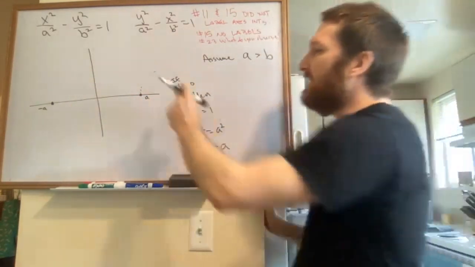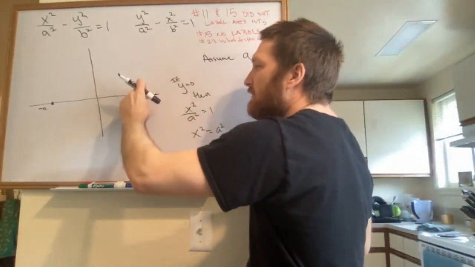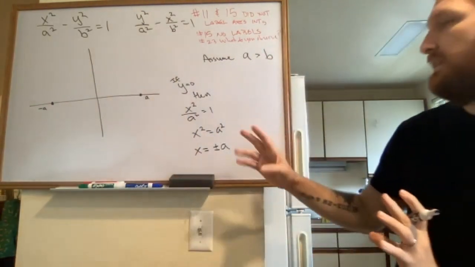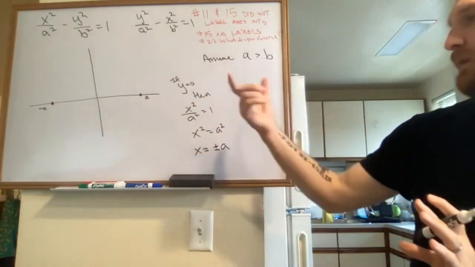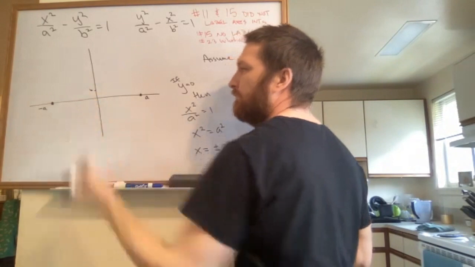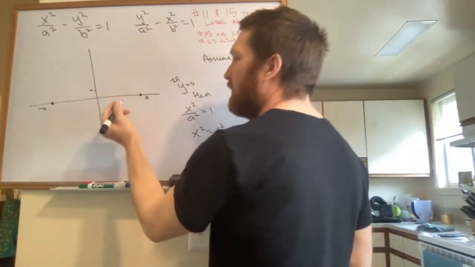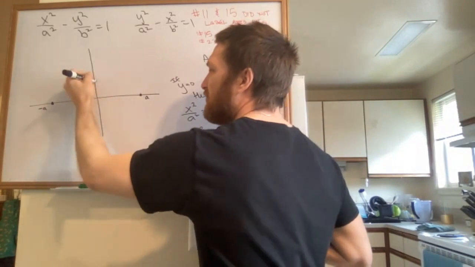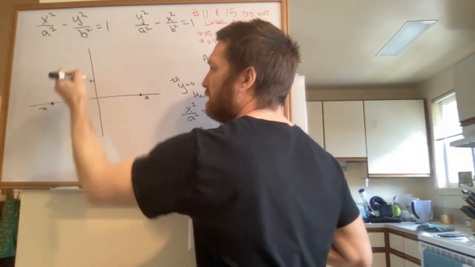But the key here is the asymptotes. So what I'm going to do is just imagine that A is bigger than B. So I'm going to imagine that B is maybe this big right here. And so my asymptotes, so that's going to look terrible. I'm going to make it a little bit bigger. I'm just going to assume that B is right about here.